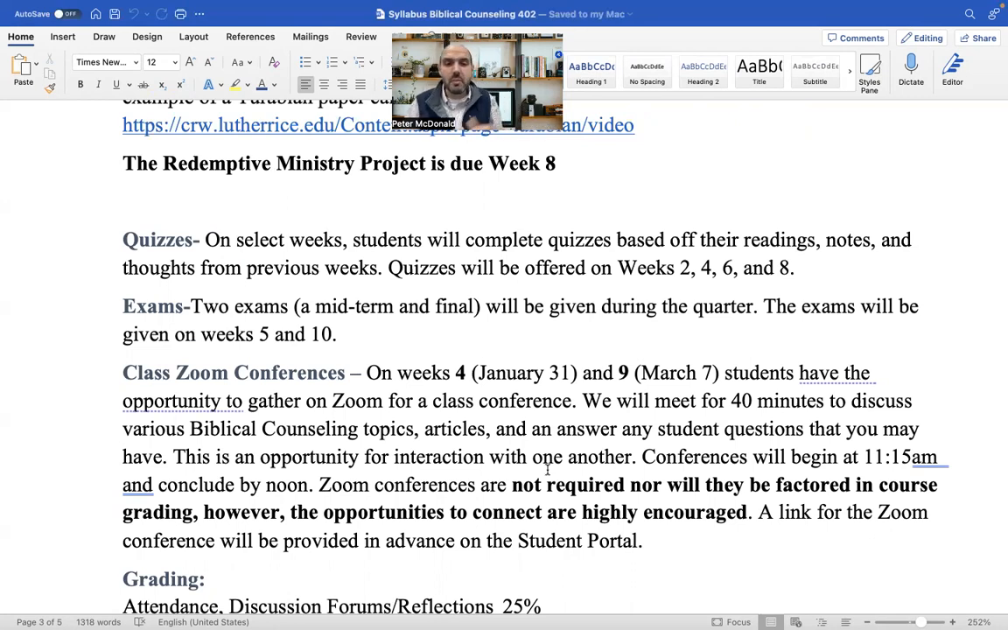You'll have 2 exams, a midterm and a final. The exams are a collaboration of your quizzes put onto one big test. So they have equal weight, equal value. Exams are given on weeks 5 and week 10. The final exam is actually an essay. It's an essay exam. You're going to be given three prompts, and you're going to choose one of them to write on. That's how the final exam will work.